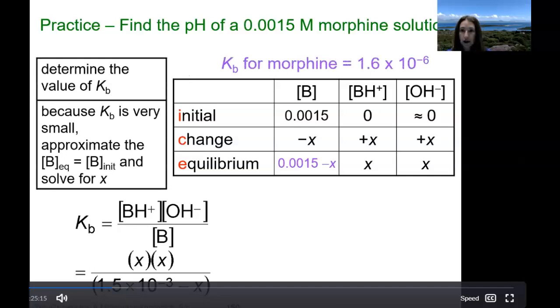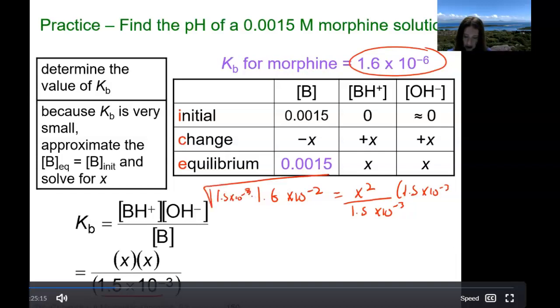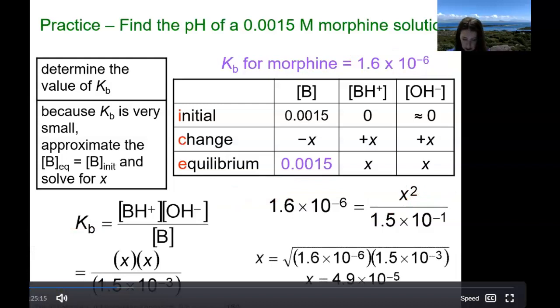Okay, so now we are just going to assume X is small. Faster, easier math. Here is our KB. Right, just multiply 1.5 times 10 to the negative 3. It's supposed to be 3. And then just take the square root. So easier, lovelier math. And we get 4.9 times 10 to the negative 5. Now remember, this is our hydroxide concentration, not our acid concentration. So we can't just simply take the negative log of this and be done with it. That's not going to work.